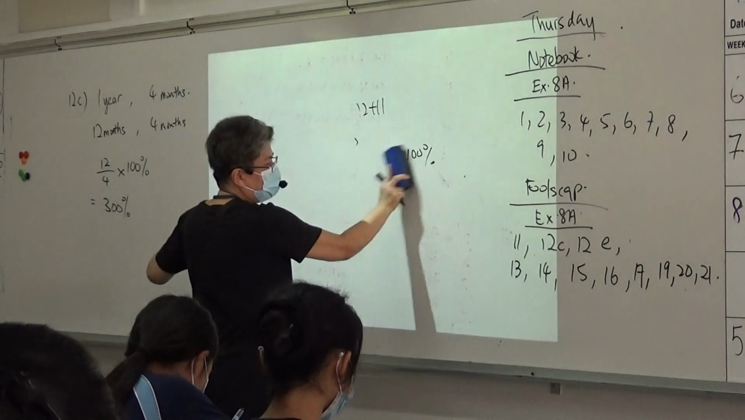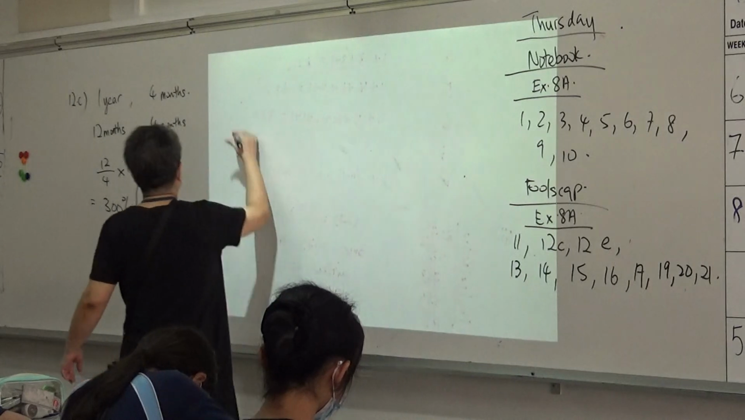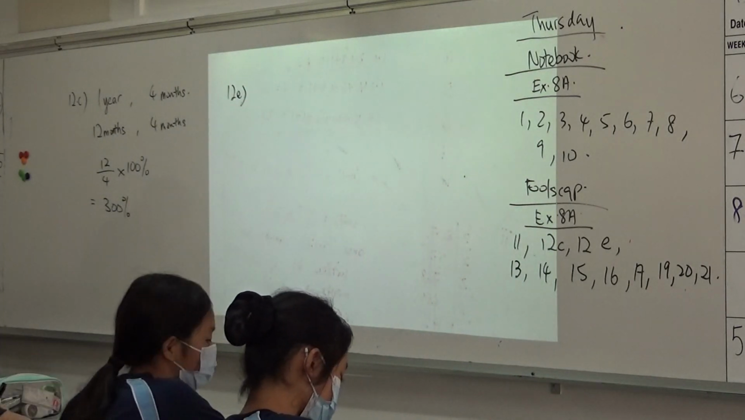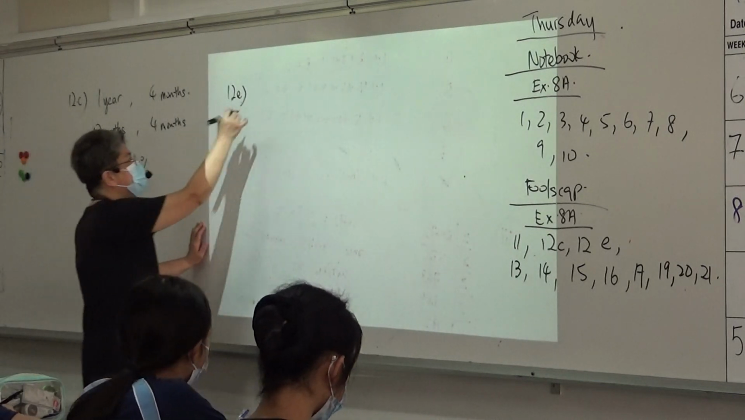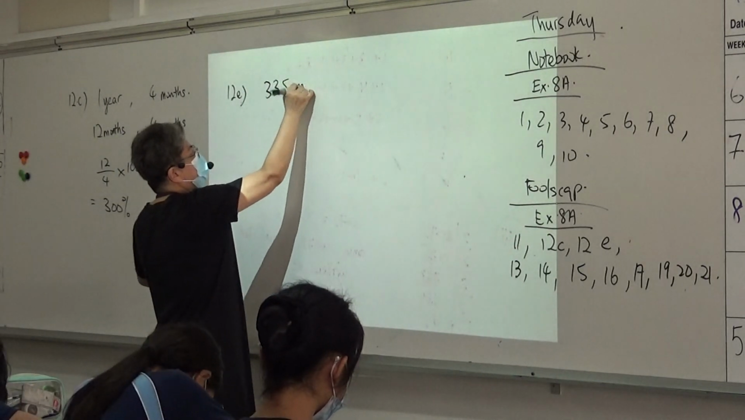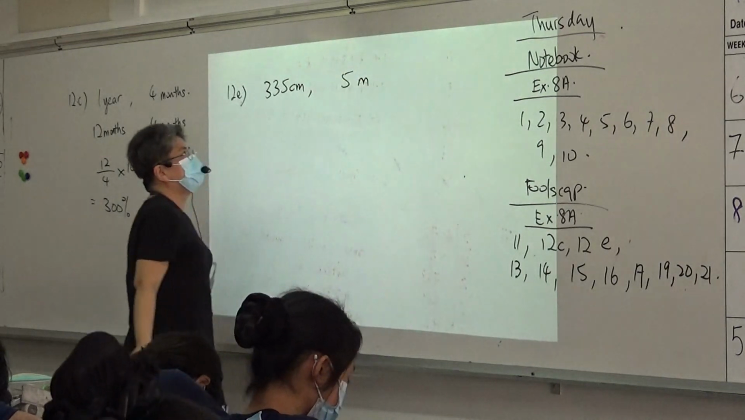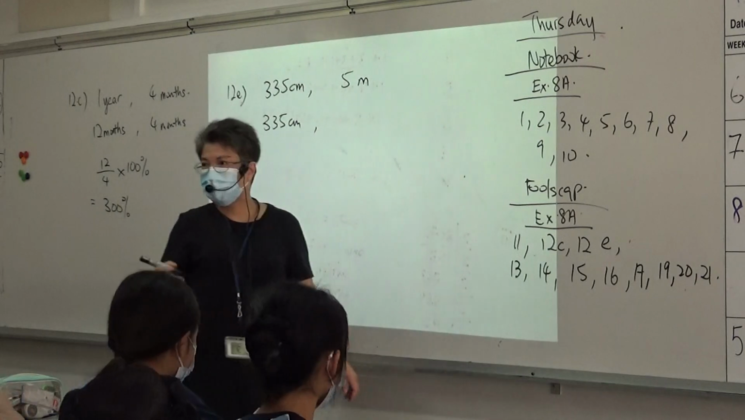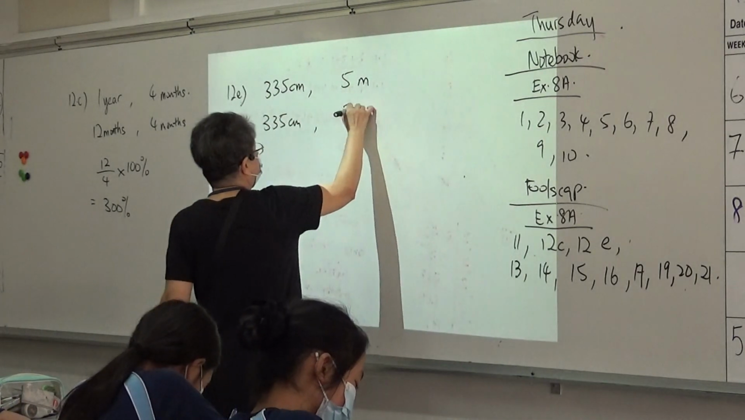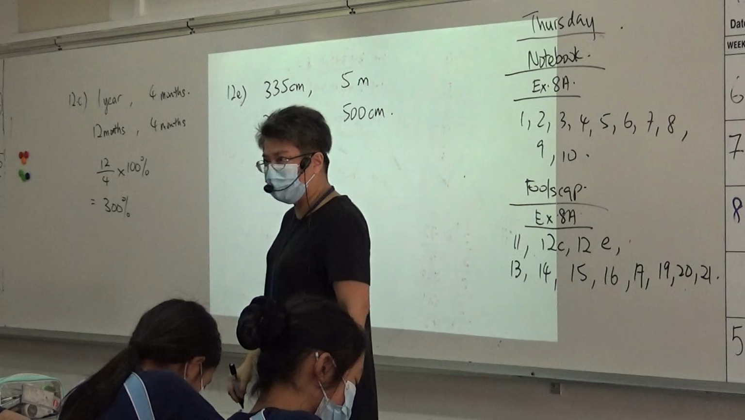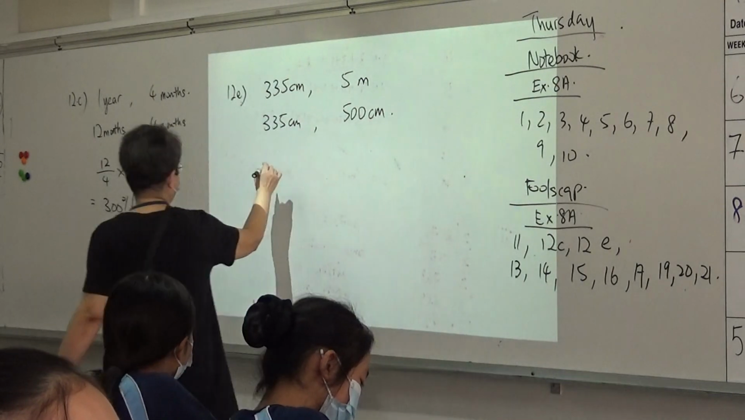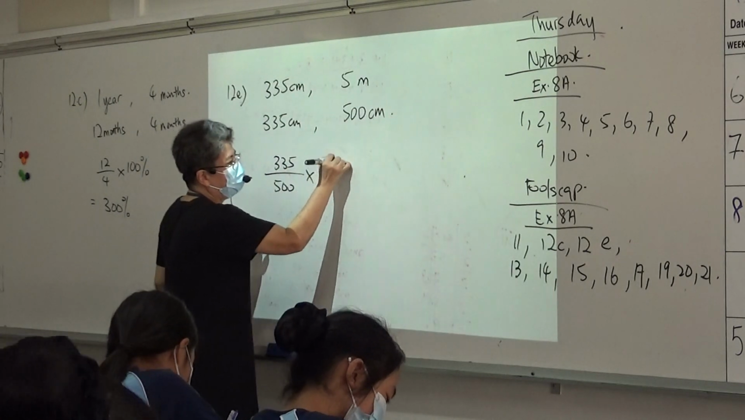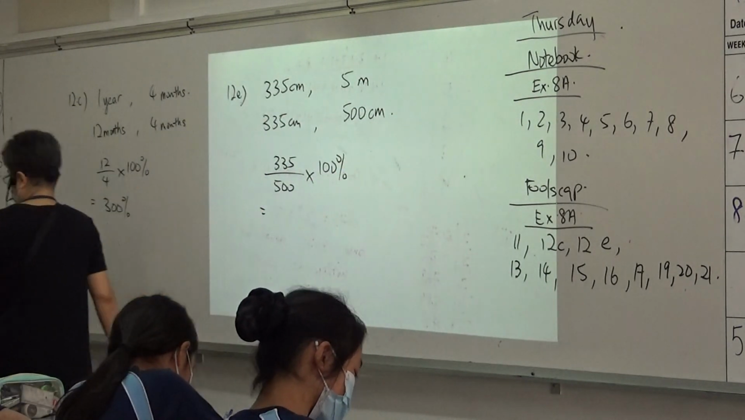12E. Let's look at 12E. 335 cm and what? 5 meter. Then this is 335 cm. This is how many cm? 500. Very good. They must be the same units, right? So I will have, okay, how many percent?